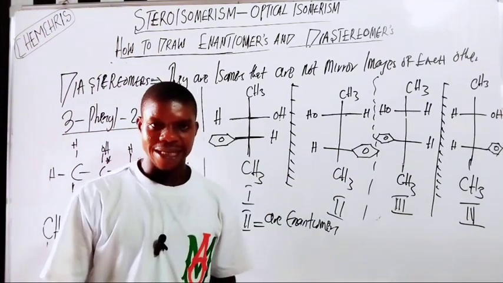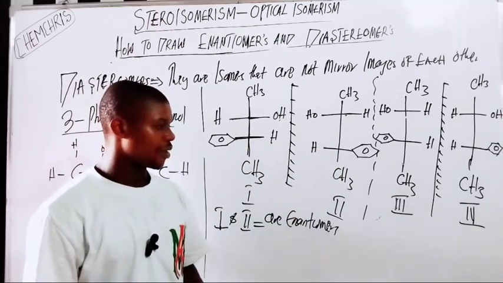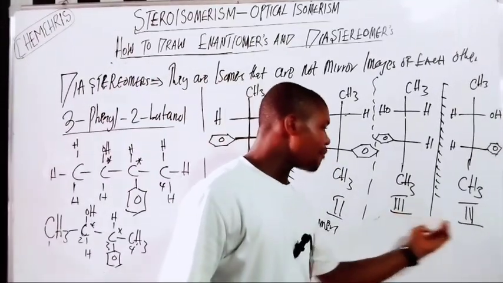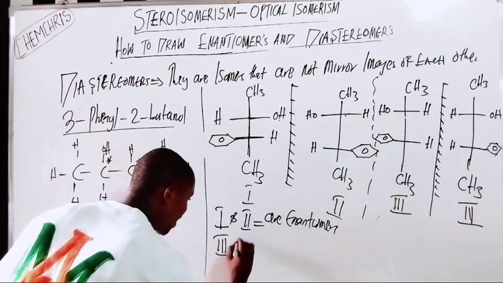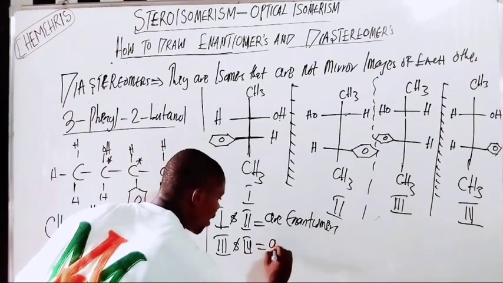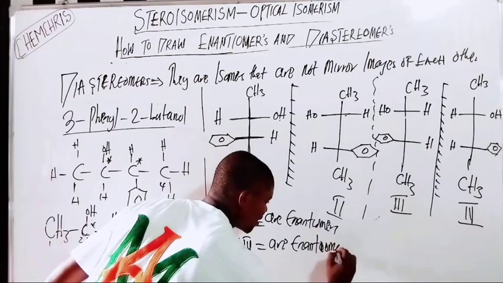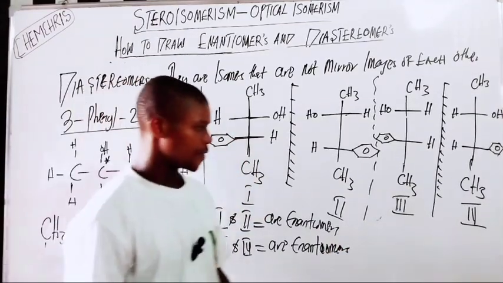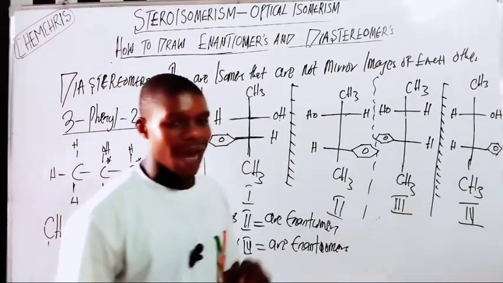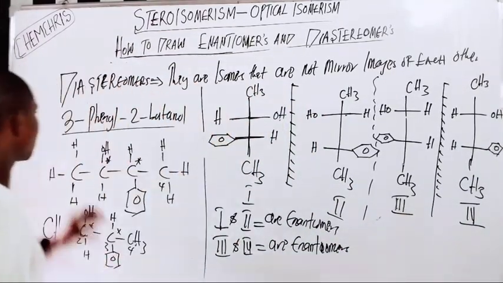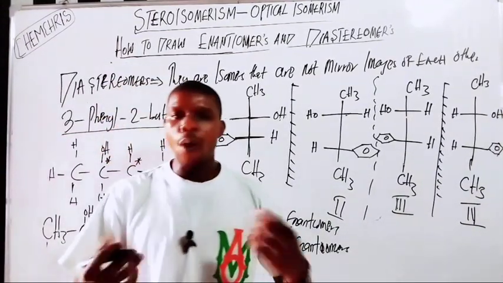So what are enantiomers again? They are mirror images of each other. So these two are mirror images of each other. Now 3 and 4 are also enantiomers. They are enantiomers. Now, 1 and 3 are stereoisomers of 3-phenyl-2-butanol, but they are not enantiomers. Now, why are they not enantiomers?